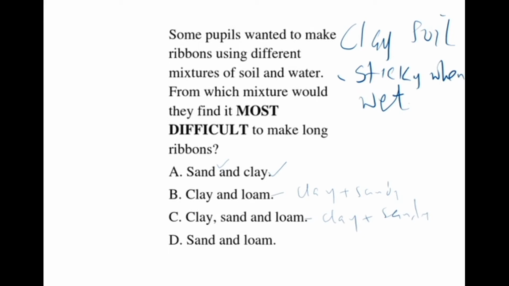But when it comes to sand and loam, it means that here we have sand, soil and loam and clay. It means that there will be more sand than clay. Therefore, it will be very difficult for the pupils to make long ribbons.